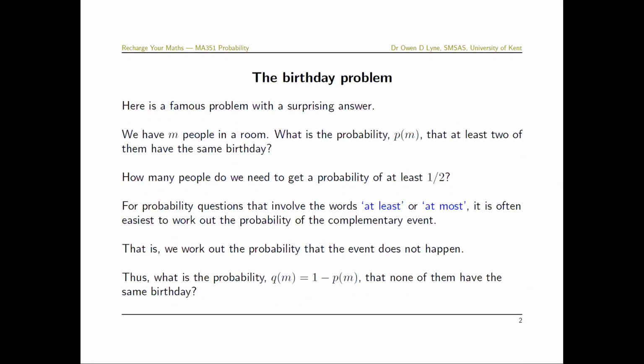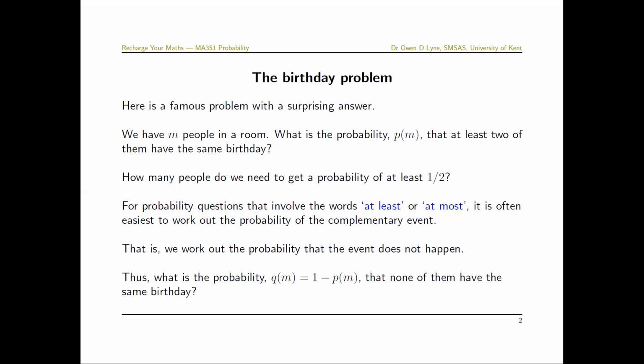What I want to talk to you about in this video is something called the birthday problem. It's a famous problem with a rather surprising answer. We can state the problem very simply. We have m people in a room. What's the probability P of m that at least two of them have the same birthday? So two of them have a birthday on April the 12th, say. And then the follow-up, how many people do we need to get a probability of at least half, so that it's more likely than not that some people in the room share a birthday?